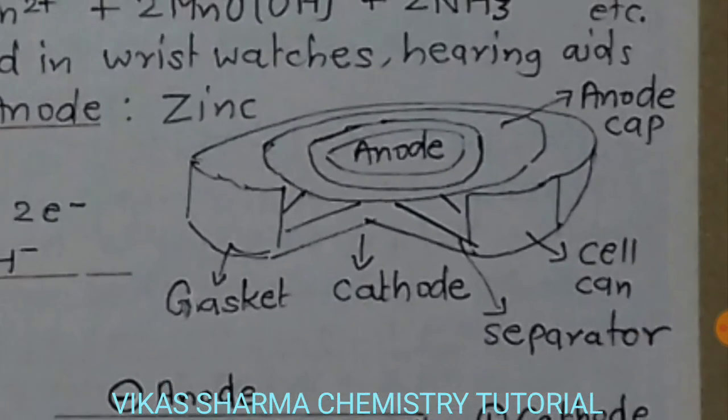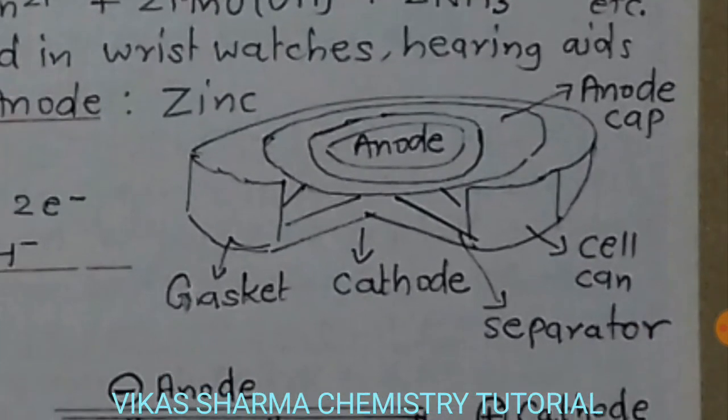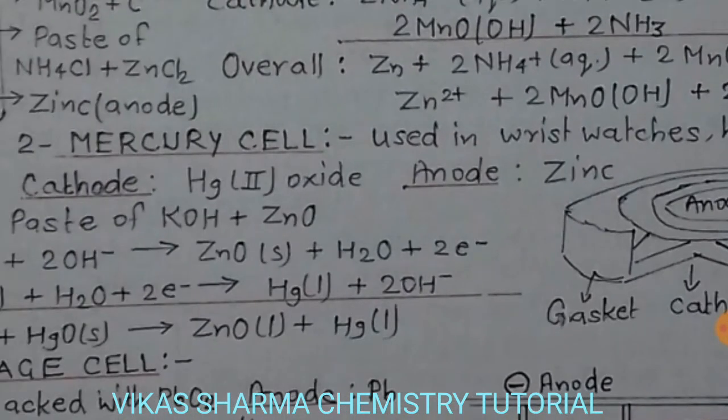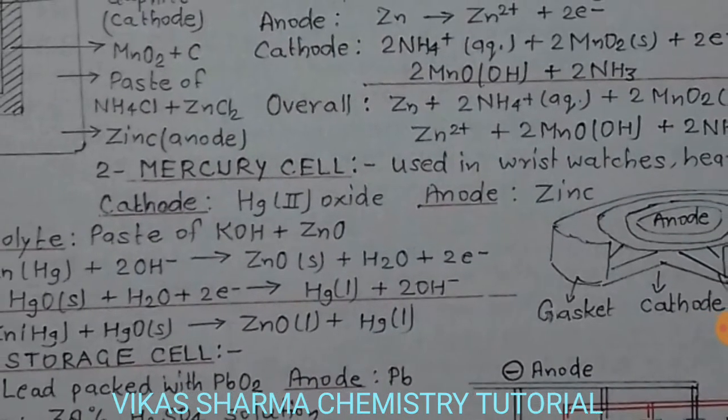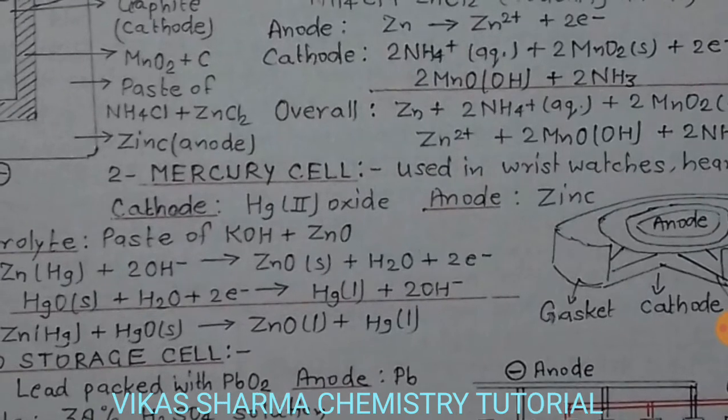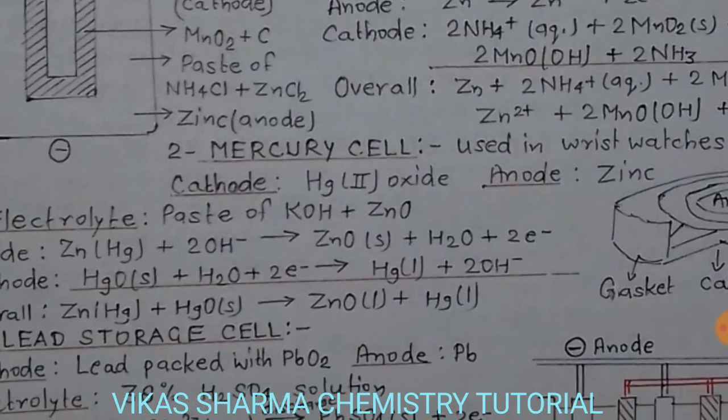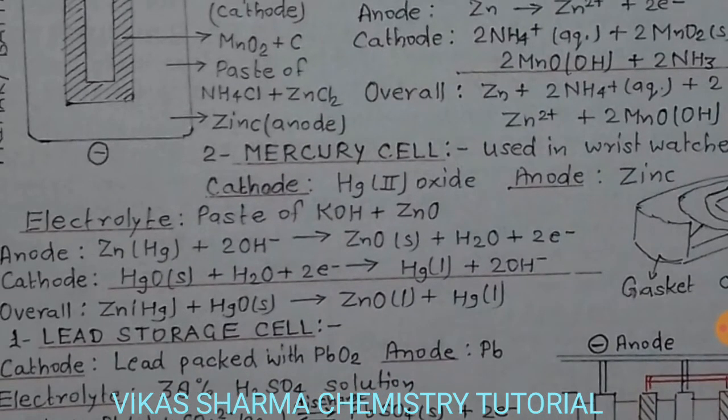These are the gaskets, cathode, anode, anode cap, cell can and separator. In a mercury cell, the cathode is mercuric oxide and the anode is zinc. The electrolyte used is a paste of potassium hydroxide plus zinc oxide.